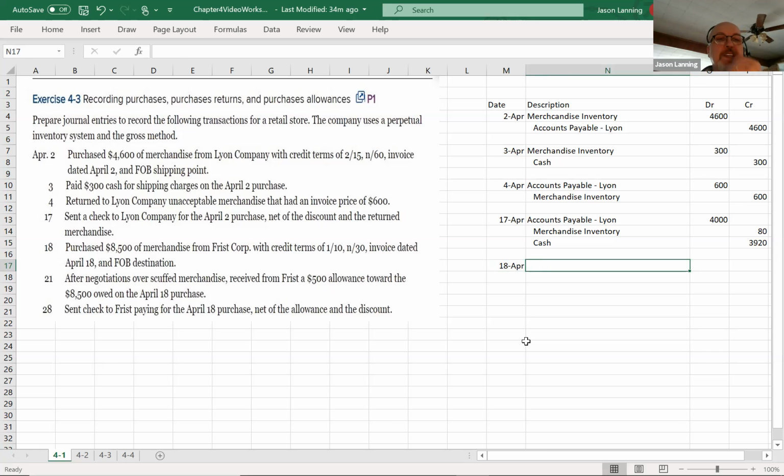The next one, we're purchasing $8,500 of merchandise from Frist Corporation, on terms 1/10, net 30, invoice dated April 18th, FOB destination. Okay, so $8,500 of merchandise. If we're purchasing this, we're getting merchandise inventory for the 8,500, and this is on credit terms, so it's accounts payable, and we will designate this to Frist for 8,500.